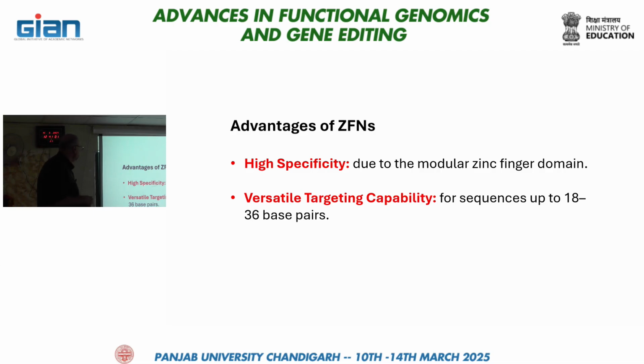Advantages. High specificity due to the modular zinc finger domain we can design, and targeting capability for sequences up to 1836 base pairs. So if the sequence was longer, it means that we could do it more specifically, you know, because longer means that this sequence will be present only at this position and not in others.